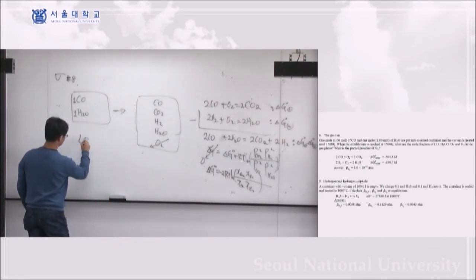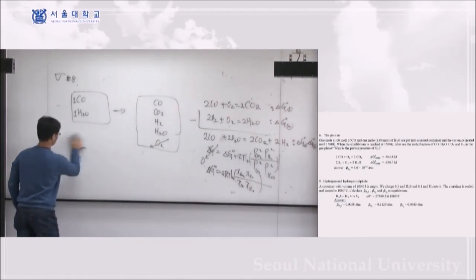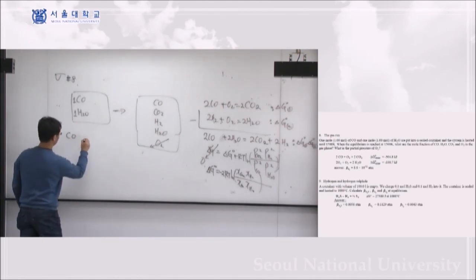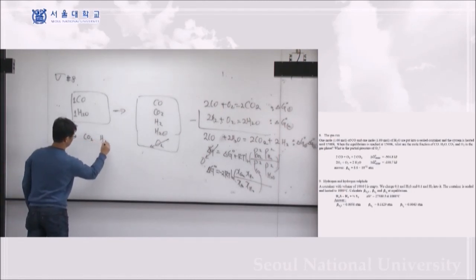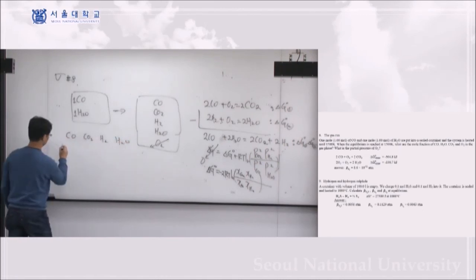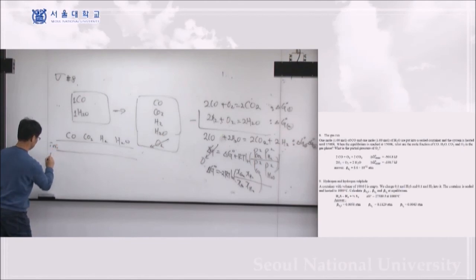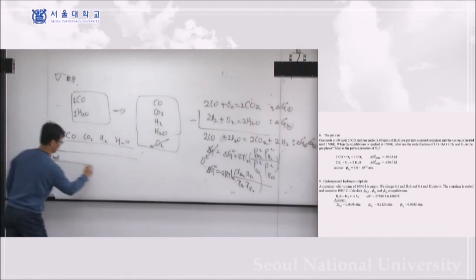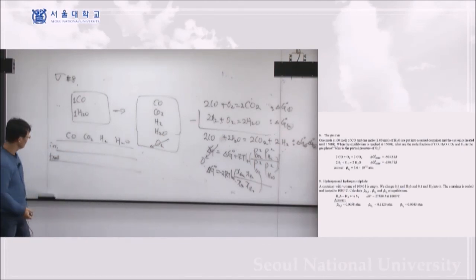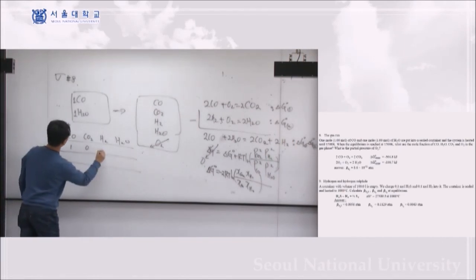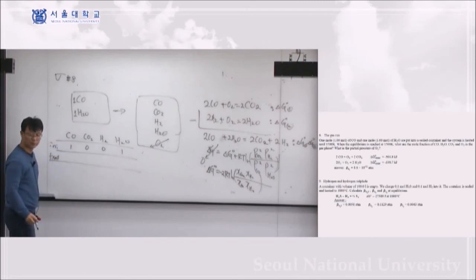So CO, so when you have this kind of thing, typically we do this one. CO, CO2, H2, H2O, okay? So I have initial condition and the final condition. So final means equilibrium state, yeah? Initially, I have 1 mole of this one, CO 0, 0, 1 mole, okay?